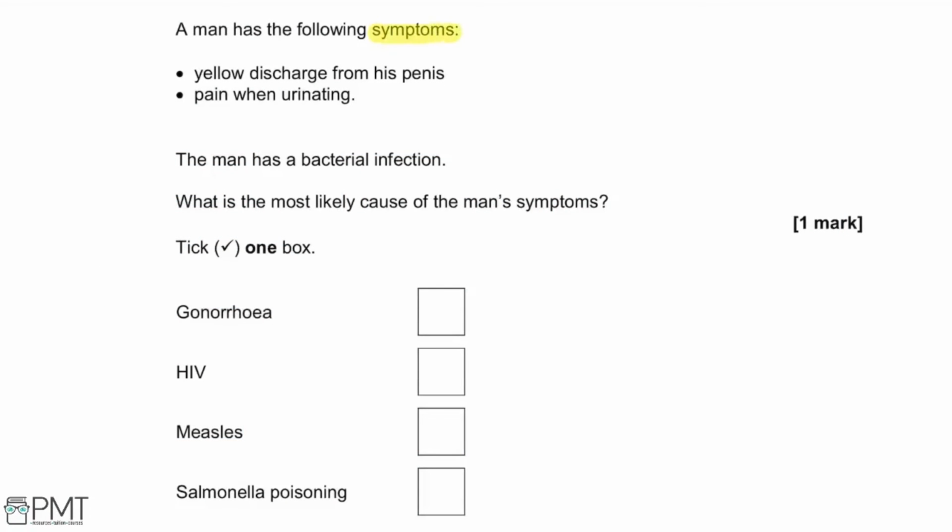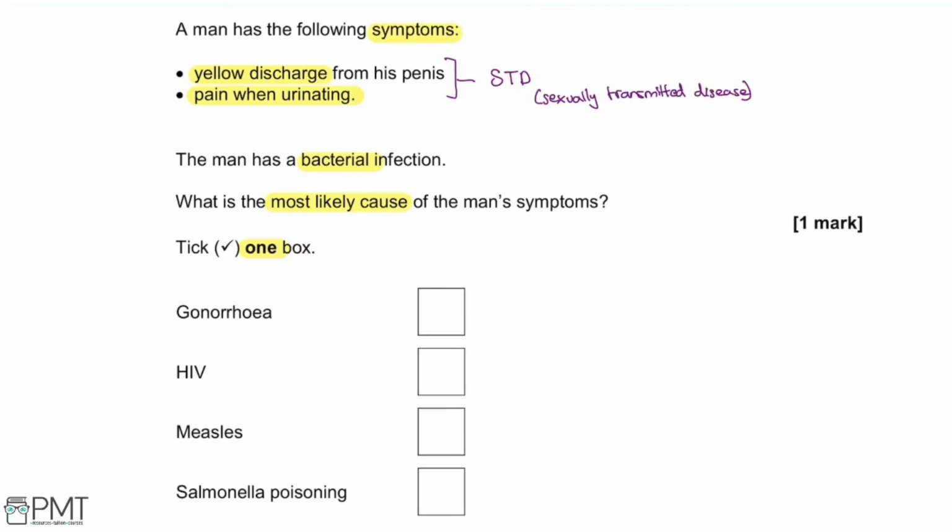A man has the following symptoms: yellow discharge from his penis and pain when urinating. The man has a bacterial infection. What is the most likely cause of the man's symptoms? Tick one box. So what we can tell from these symptoms is that the man is quite likely to be suffering from an STD, a sexually transmitted disease, and is sometimes called an STI, an infection instead of disease.